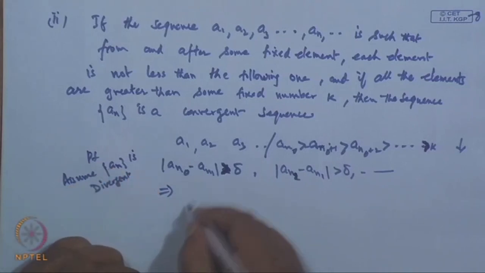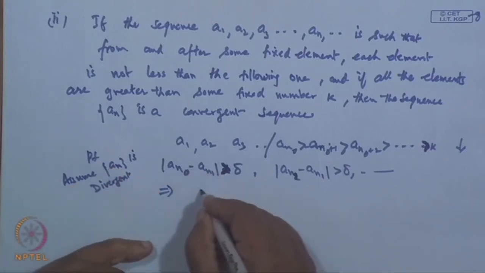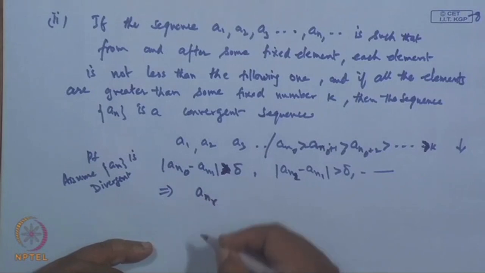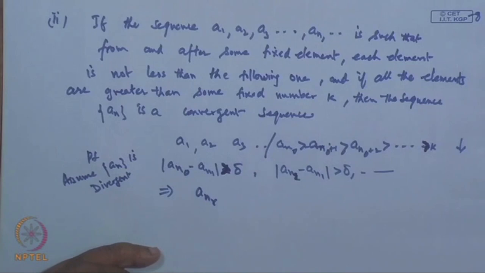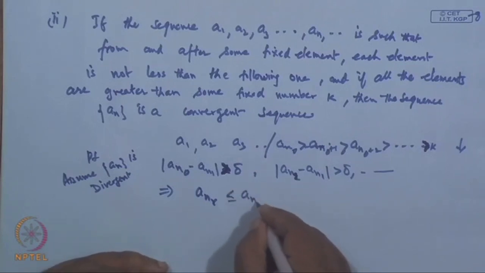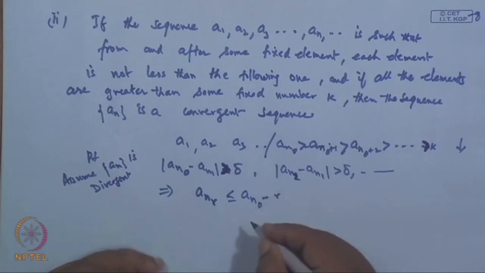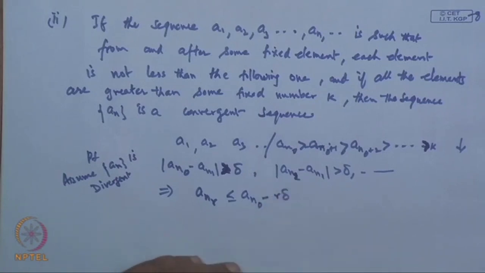So we can put it as a_n_r. Can we say that a_n_r can be written as less than or equal to a_n0 minus r delta? Why?